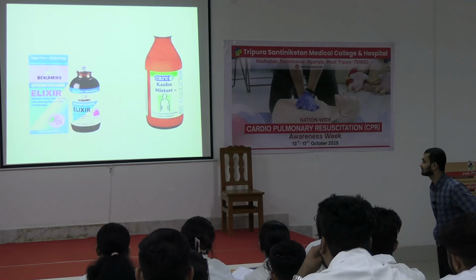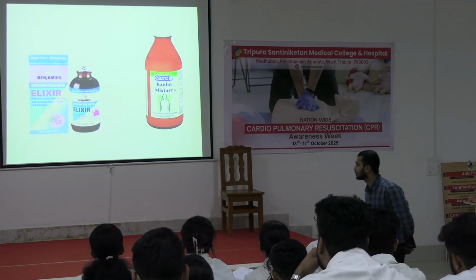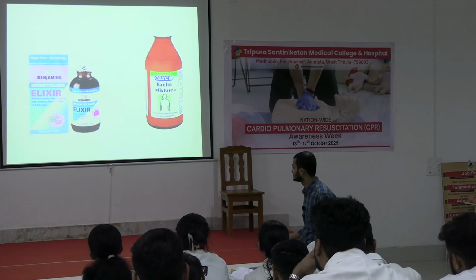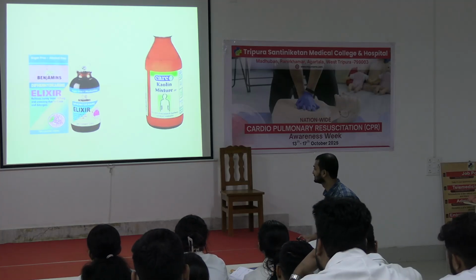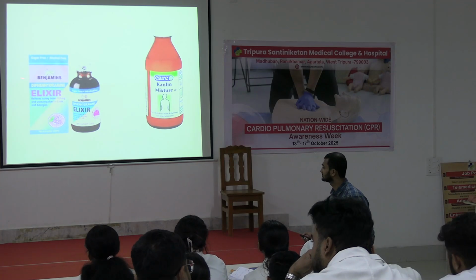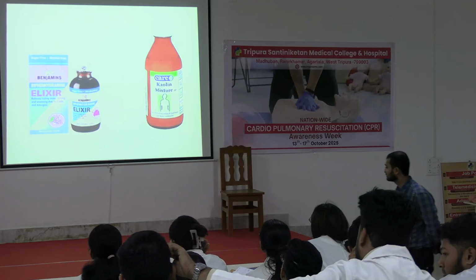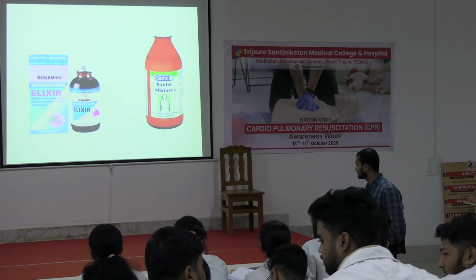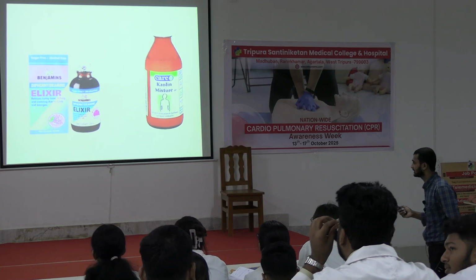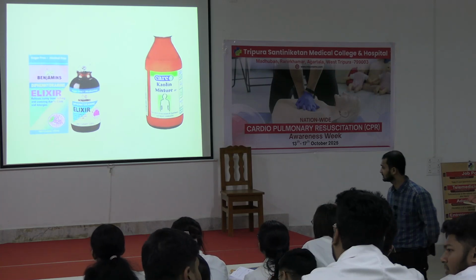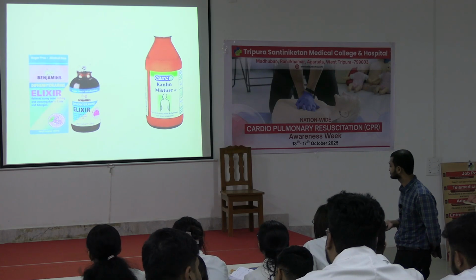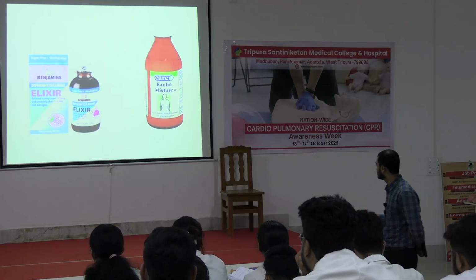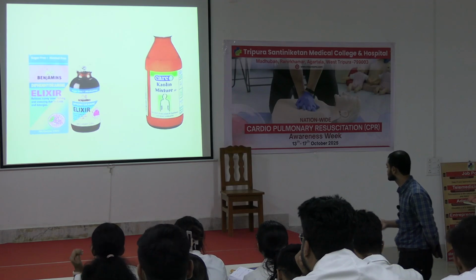This is the brand name, and this is the company which is producing it. And this is diphenhydramine, the name of the drug. This we usually give in allergic conditions, like running nose and coughing. So this is an example of an elixir. Then this is an example of a mixture, kaolin mixture.